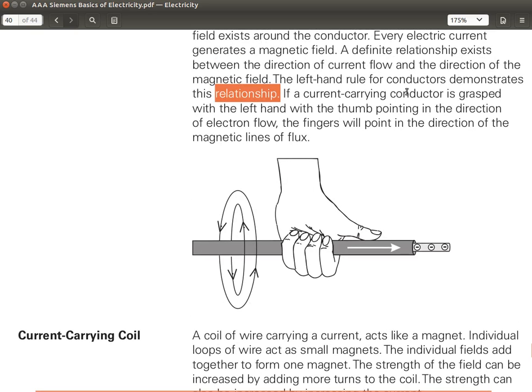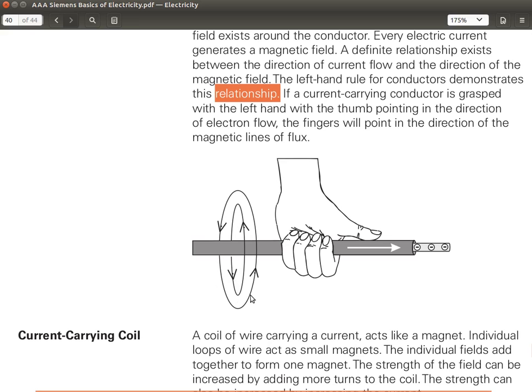If a current carrying conductor is grasped with the left hand with the thumb pointing in the direction of electron flow, the fingers will point in the direction of the magnetic lines of flux. So the magnetic lines of flux whirl around and round the conductor.